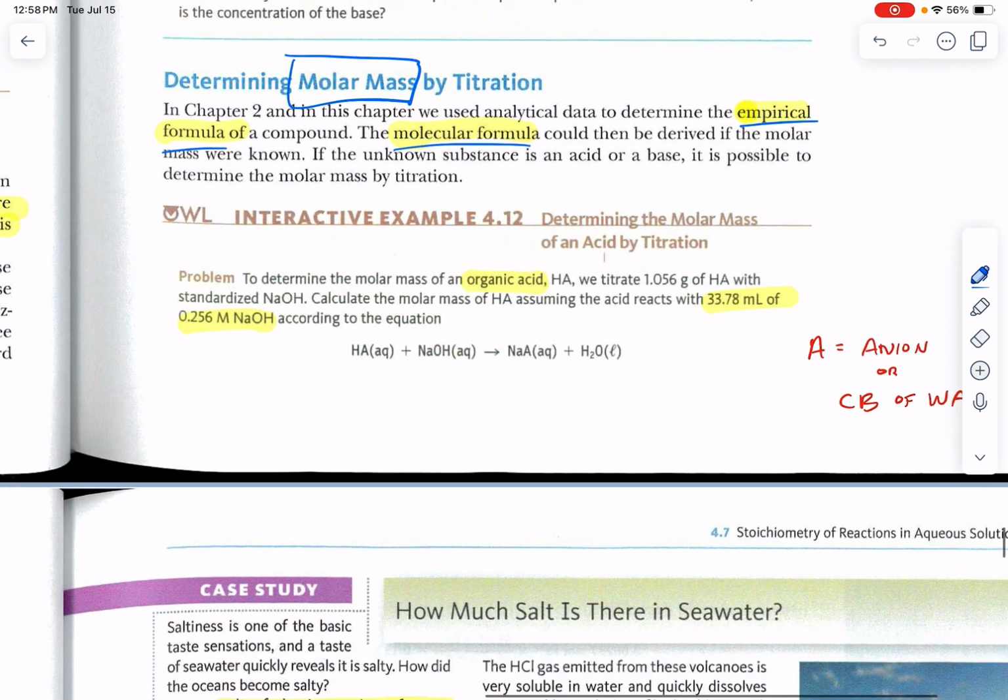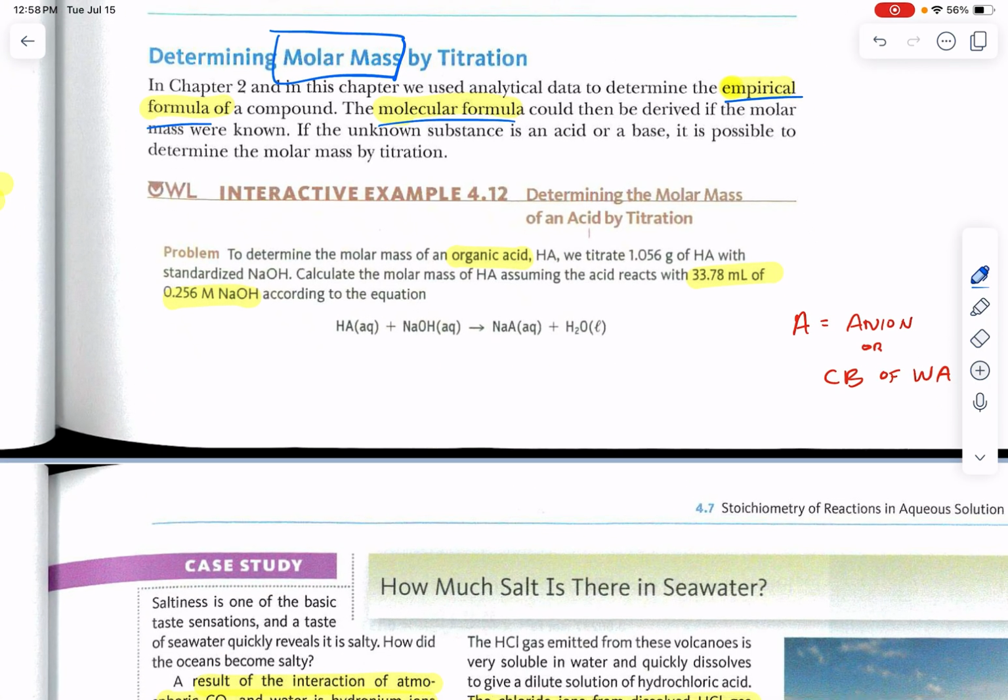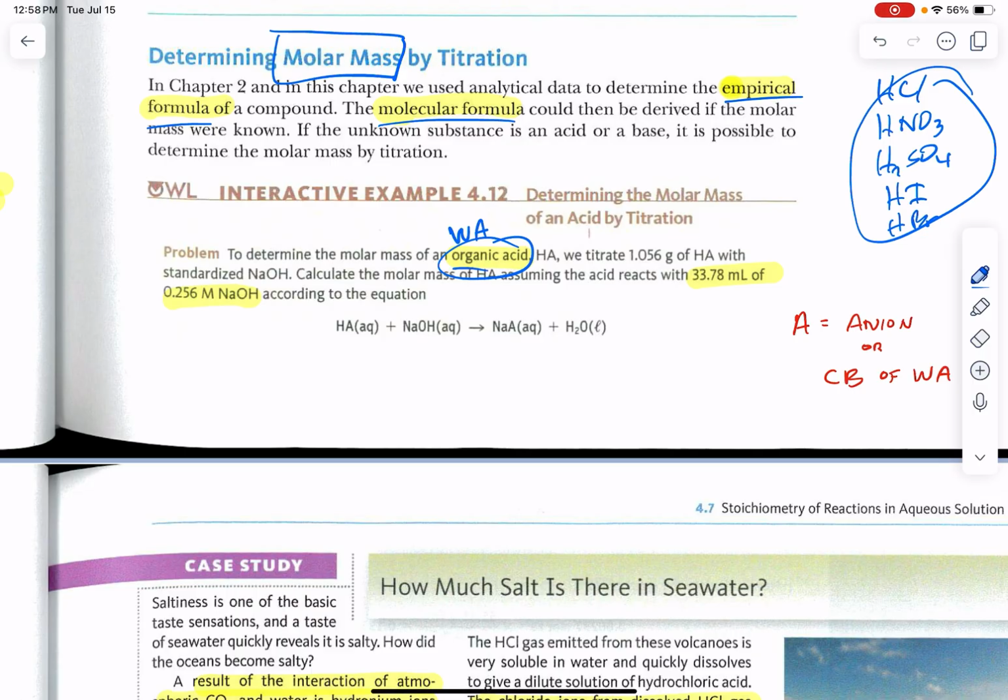So in this particular problem, we're going to be determining the molar mass of an acid by titration. We're going to be using titration to find the molar mass of an organic acid. Now, if it's an organic acid, it's going to be a weak acid, because you might remember that your strong acids, all of them are inorganic, like HCl, HNO3, H2SO4, HI, HBr, and then your perchloric acid. All of these acids are inorganic acids. So by definition, an organic acid is going to be a weak acid.